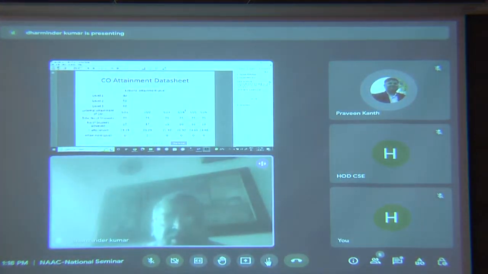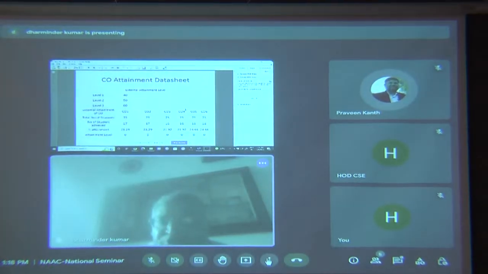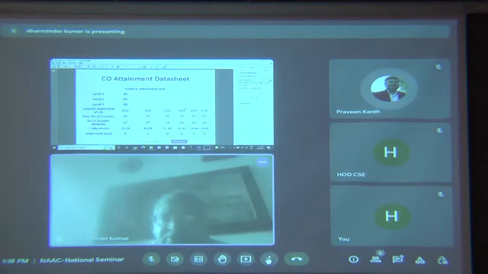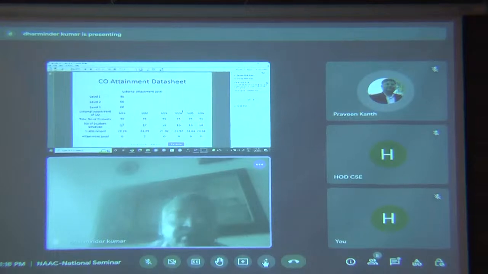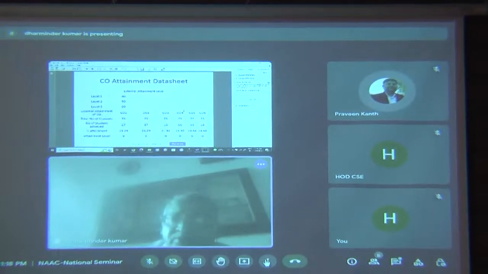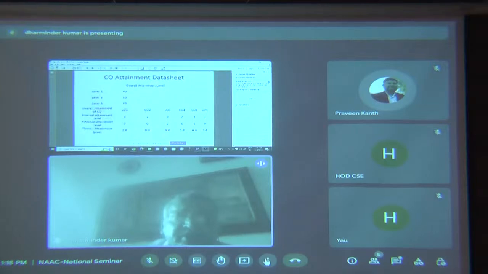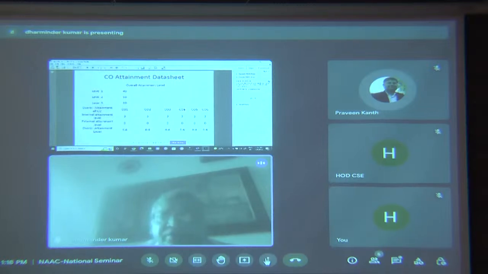In external, attainment level 0. Now you see, internal in all 3, in external 0, overall attainment 0.6. Can anyone say how it is 0.6? 3 plus 0 divided by 2 is 1.5, but we have written 0.6. Why? Can anyone answer?